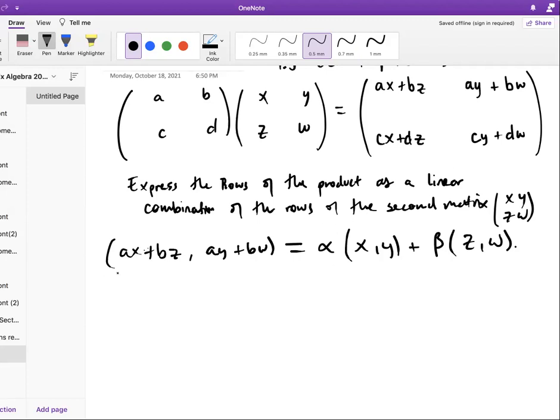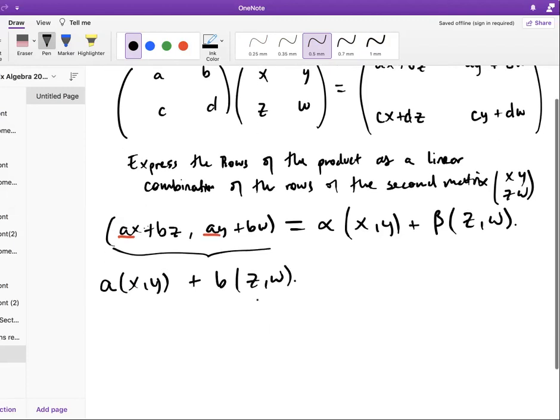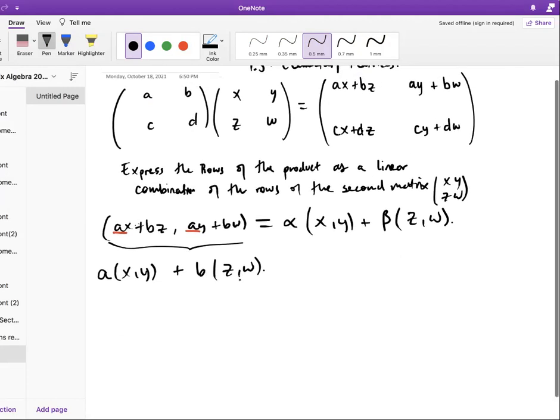So if you think about it as splitting up this row, the A element has X and Y multiplied. So I can think of this as A times XY and then plus B times ZW. So this gives a nice representation of the row in the product as A times the first row plus B times the second row.